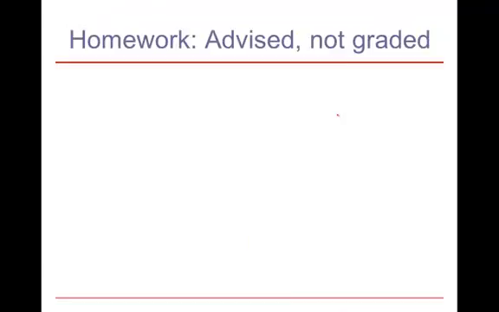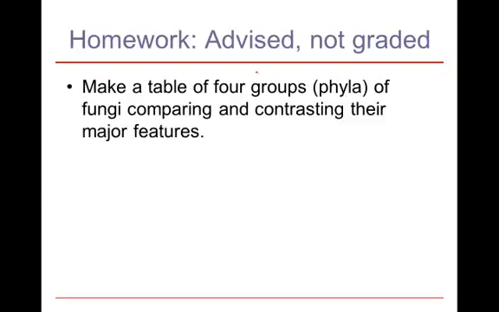I'm giving you some homework here. This is good advice. I'm not going to grade or collect this. I think you should make a table of the 4 phyla of fungi and compare and contrast their major features. How can you tell the difference? In that table, I'd certainly put the representative genera for each phylum and how they reproduce sexually, and a few other interesting facts, maybe about the life cycle or something like that.